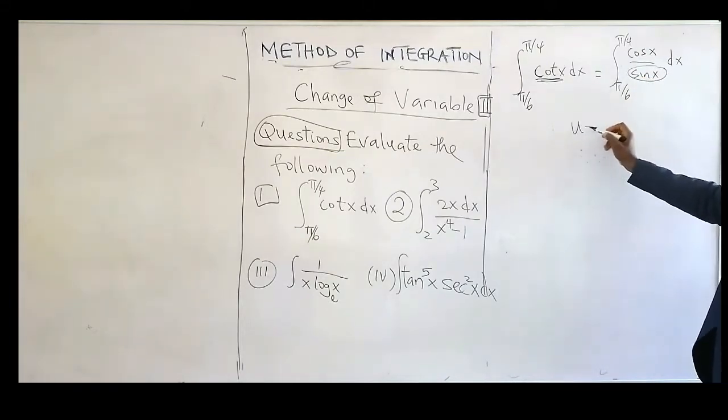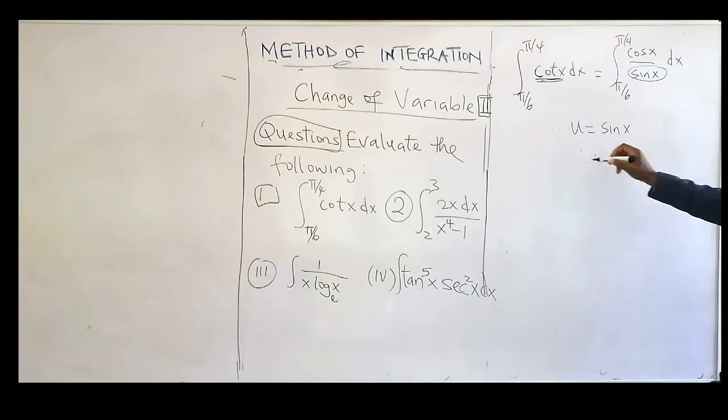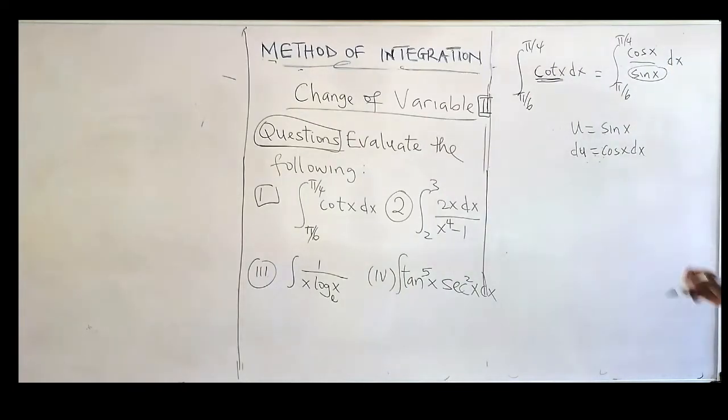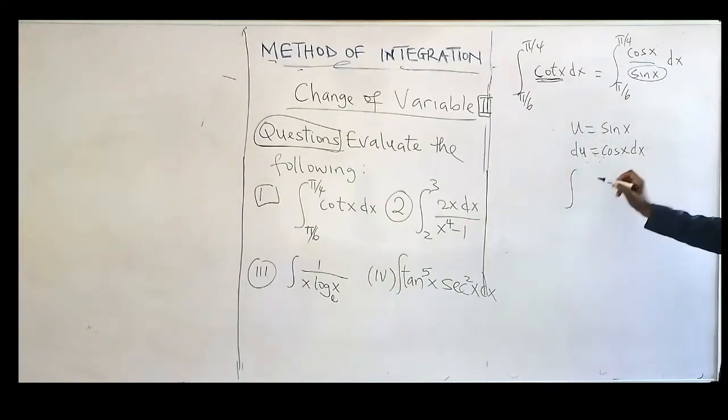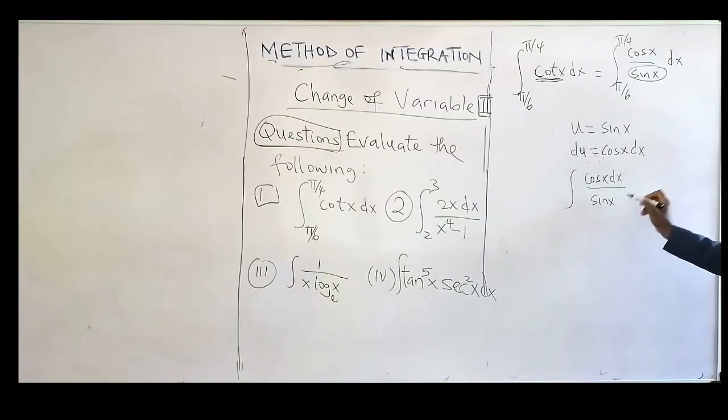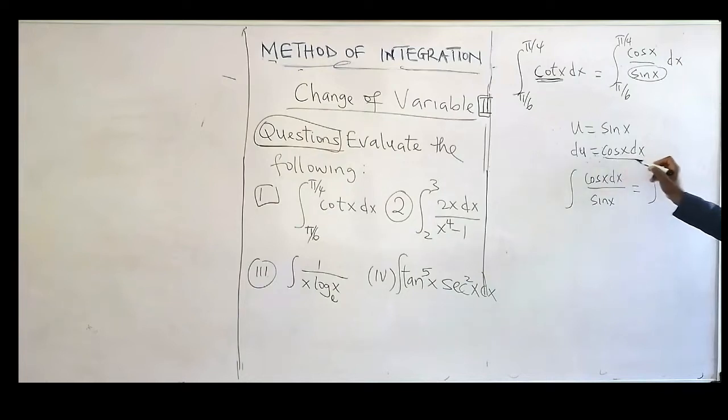The denominator, we can call it u equal to sine x. When you do that, you realize that du will be equal to cos x dx, which is the numerator. So in that case, cos x dx all over sine x will now become du all over u. So we have changed the variable from the independent variable x to u. Everything is in u now.